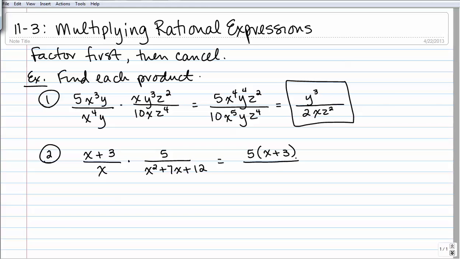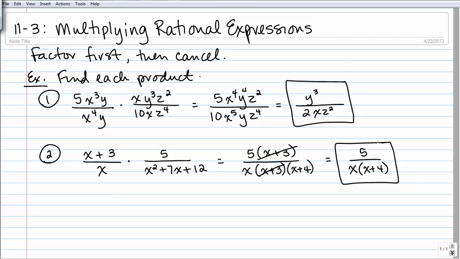Don't distribute that. Leave it factored, because remember, you can only cancel stuff that's been factored. And on the bottom, I have the x for my first fraction, and my trinomial factors into x plus 3, x plus 4. Now I can cancel out factors that are the same on the top and on the bottom. So the x plus 3's will cancel, and there really isn't anything else. So I'm left with 5 over x times x plus 4. You can leave the denominator in factored form, or you can go ahead and distribute that if you prefer.